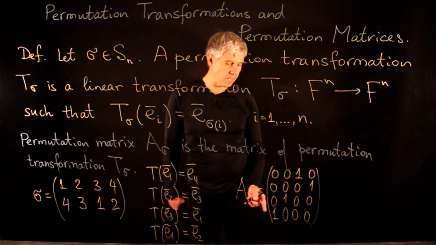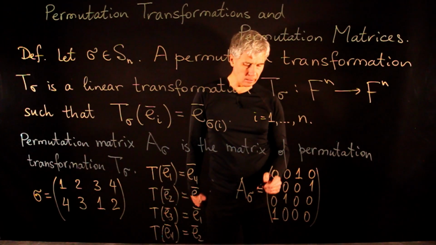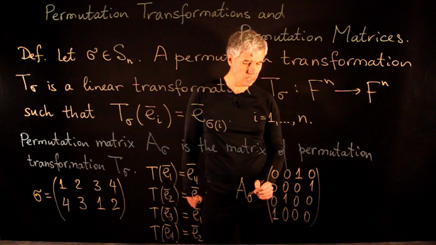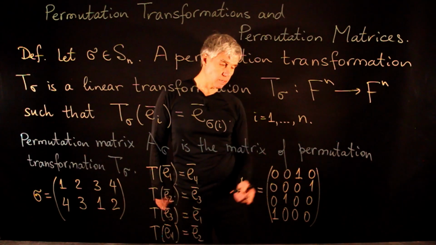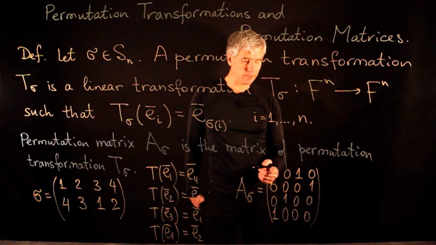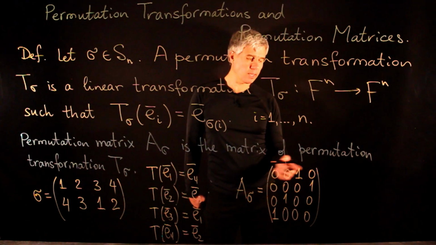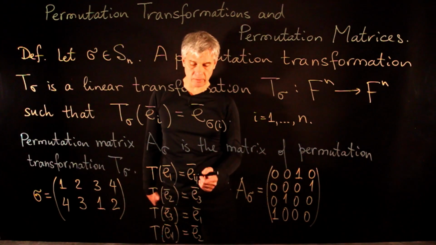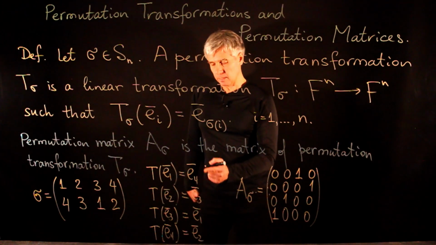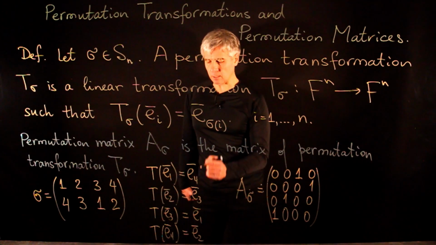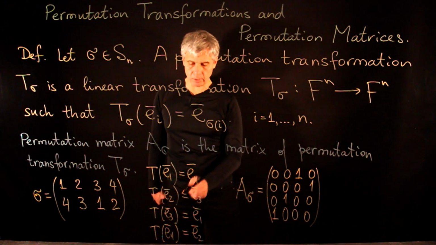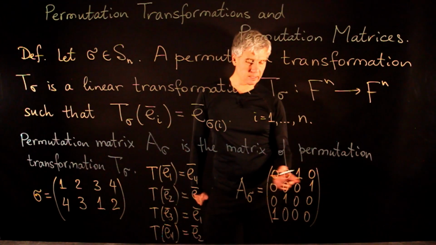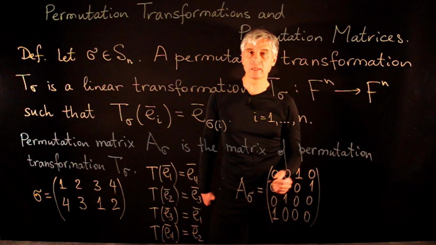Note that each column here has one entry 1, and the remaining entries are all zeros. And the same property holds for the rows. In each row, we have a single entry 1, and everything else is 0. This is because our permutation sigma is injective. We cannot have the same standard basis vector as image of two different basis vectors because of injectivity of permutations. And this tells us that we cannot have two entries 1 in the same row.